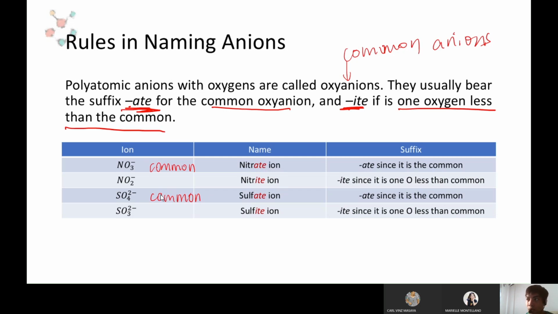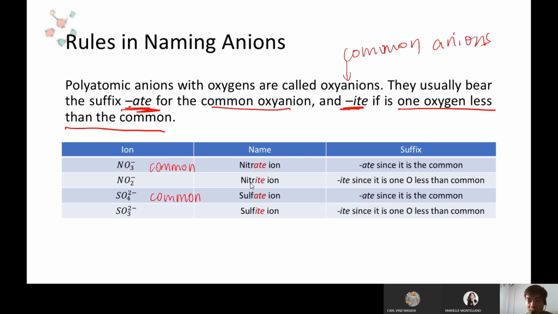This is SO4. This is said to be the common one. So what do you do here? Sulfur: take the root word, SULF, and add "ate" because it is the common one. Sulfate. If the version is 1 oxygen less than the common, for example NO2, its difference from NO3 is one oxygen.